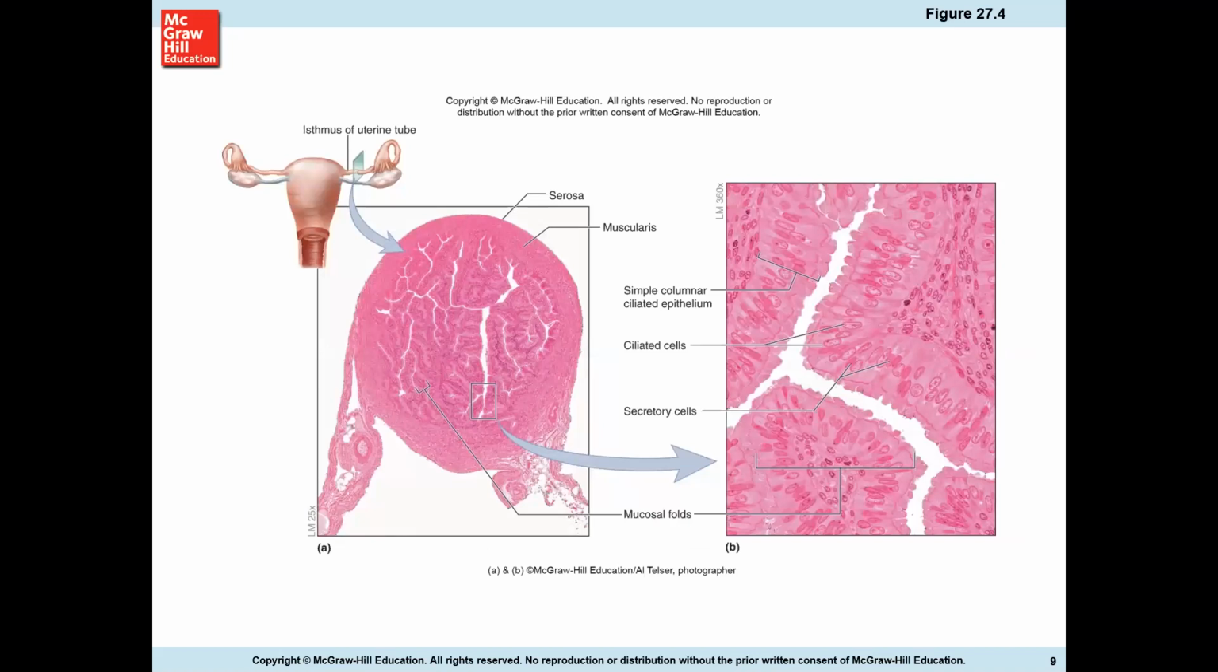Now we're into what's called the uterine tube. So let's take a look. Again, we're going to go to APR later and look at the gross anatomy. So this is the uterus right here.